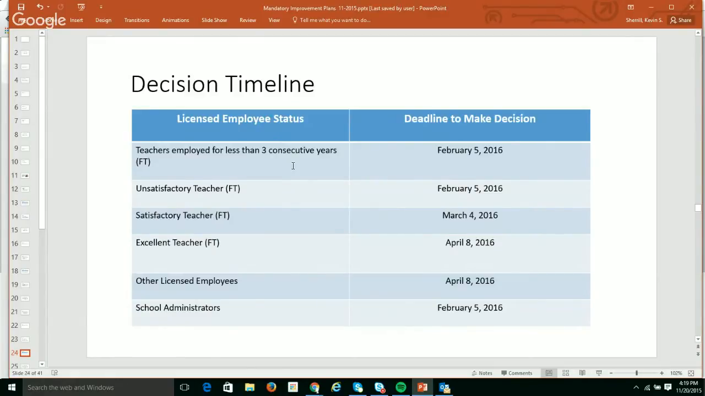So that means you have to do your evidence gathering, which means observations, and your evaluation, and then have that decision by February 5th. For your satisfactory teachers, so the folks who are in that middle category, you get until March 4th. And for your excellent teachers, you get until April 8th, and same with other licensed employees, so those like part-time licensed people. Hopefully this timeline is more doable than having everybody all at the same time, and hopefully y'all understand why we're prioritizing school administrators, unsatisfactory teachers, and those employed for less than 3 consecutive years.